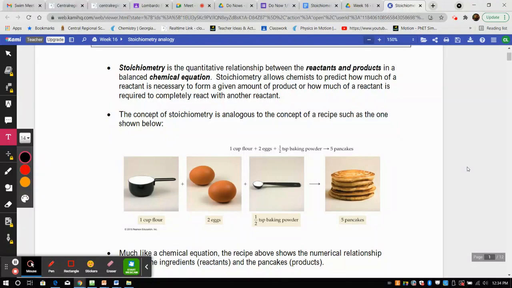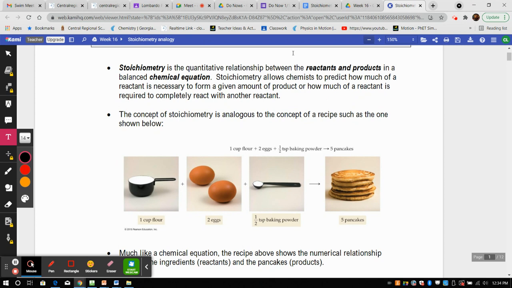Okay, so guys, stoichiometry is what we're going to be talking about today. Getting into it, what is it? The quantitative relationship between your ingredients and your products, your reactants and products. Now it comes down to a specific chemical equation.